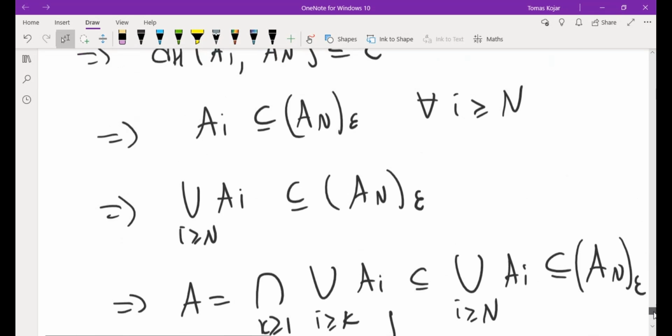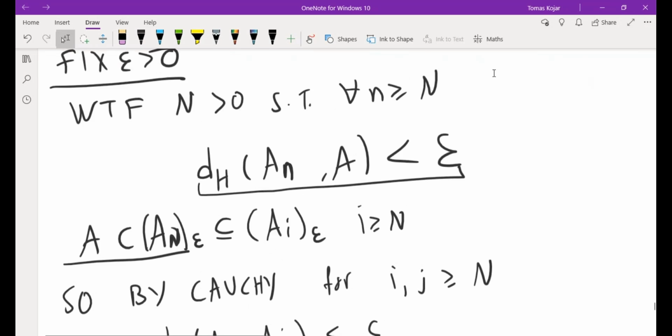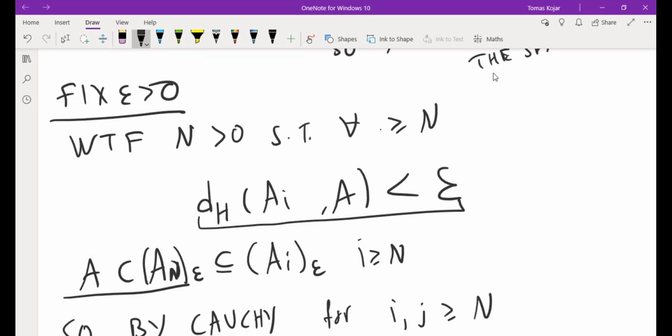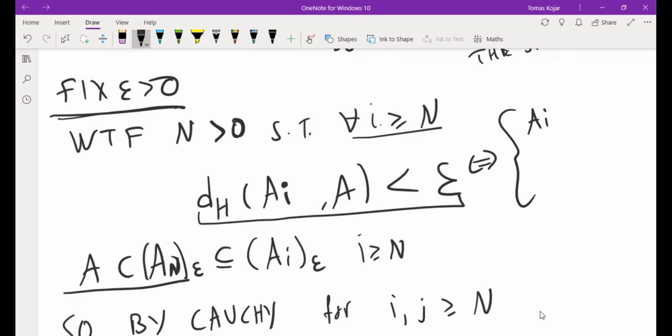Okay, I have some time, so let me repeat what we're doing. I'm following the notation from the book to keep it clean. Let me call this I, like in the book. Again, we fix epsilon, and we want to find n big enough so that the tail converges to A. This statement here is equivalent to the following: A_i is within A of epsilon, and A is within A_i of epsilon. If you want to have Hausdorff distance to be small, you have to prove both of these facts.